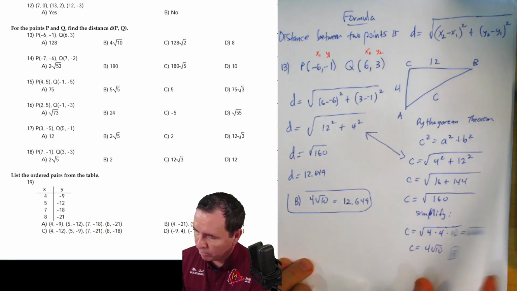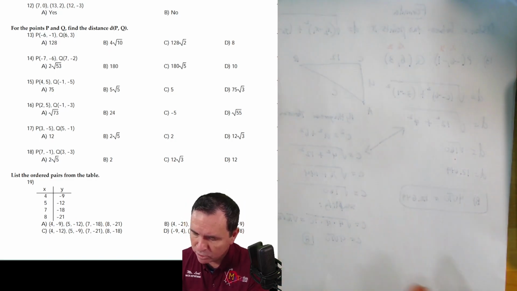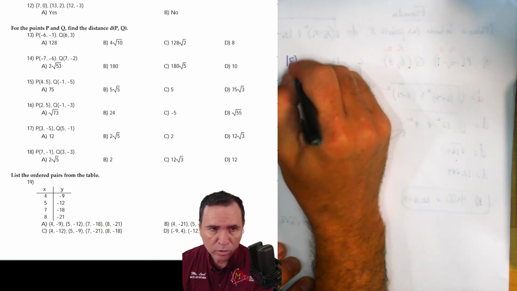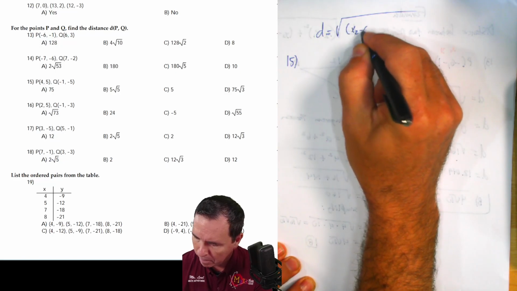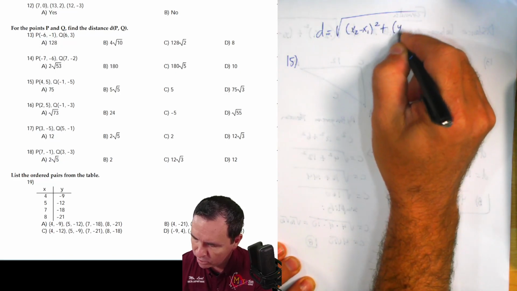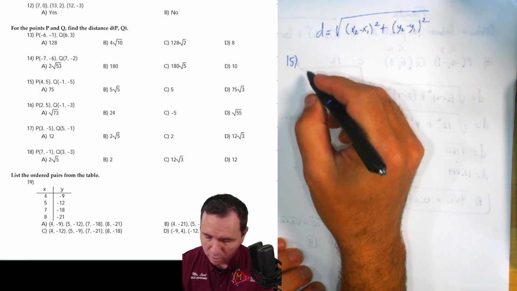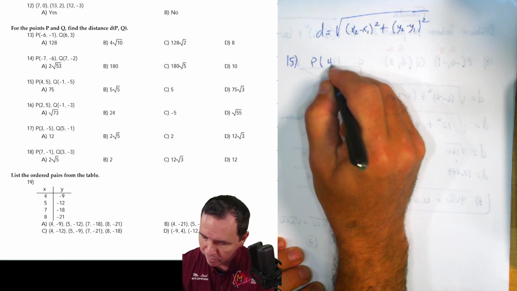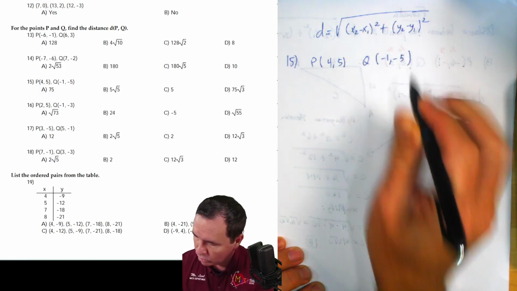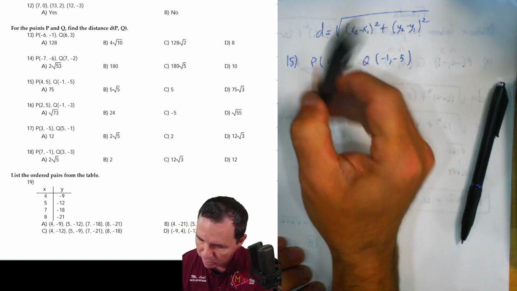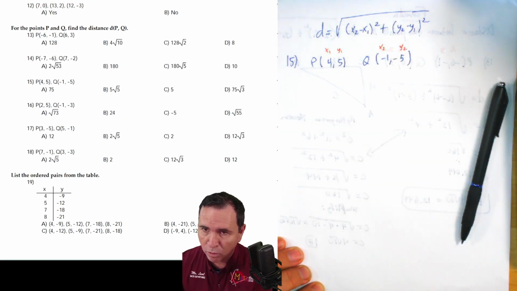Because the more we do, the better, right? Let's take a look at number 15. And this time, I'm just going to use the formula. I think it's faster to just use the formula. If you want to plot the points and do all of that, that's fine. So point 1 is 4 comma 5 and the second point is -1, -5. First thing I would do is label the points: x1, y1, x2, y2. That way you know what goes where.